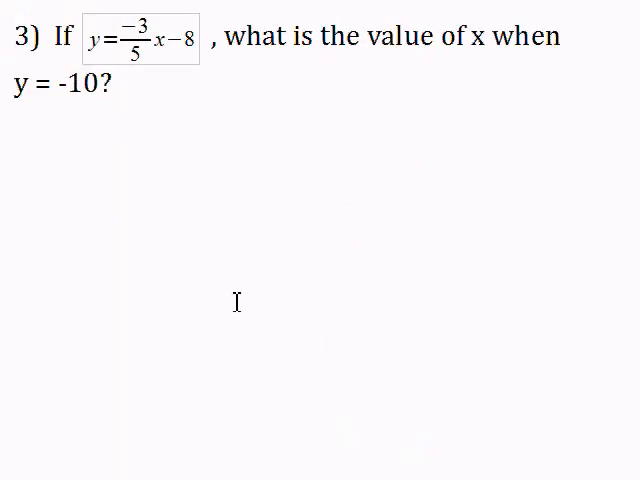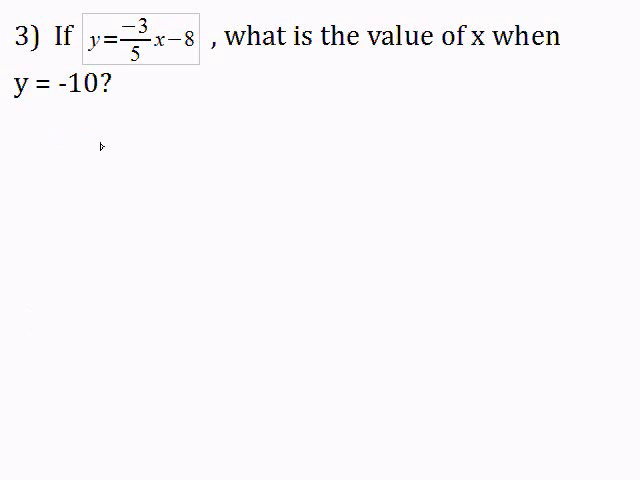Well, under our third type of problem, if y is equal to -3/5 x minus 8, what is the value of x when y is -10? All this type of problem is wanting you to do is to substitute -10 in for y and then solve for x. Let's take a look at how to do that.